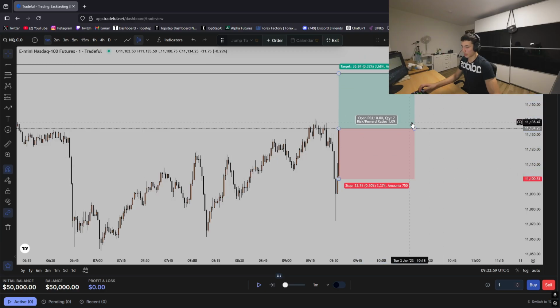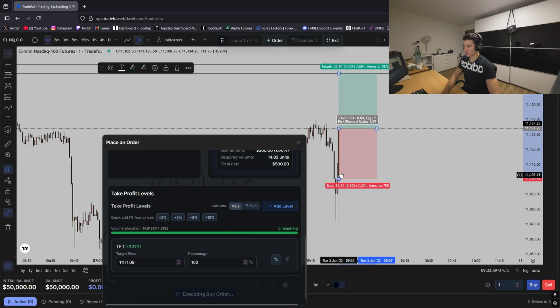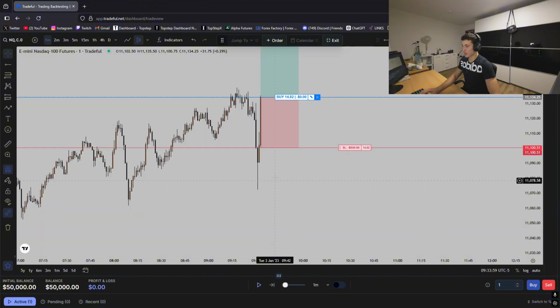I'm gonna take this to the first draw. Do I get a 1-to-1 right here? Yeah. Looks perfect for me. I'm gonna take this. I hope I don't lose on the first trade. Volume is there.